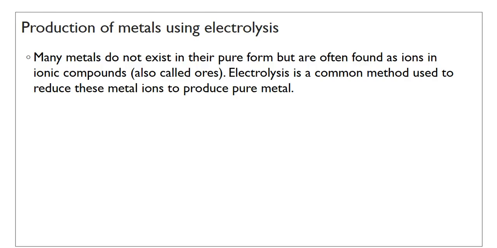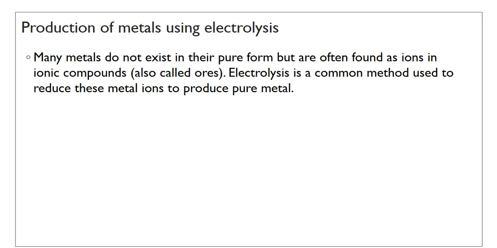Okay, example 3. Before we actually start example 3, let's just take a step back and discuss the production of metals in general using electrolysis. So metals, we haven't talked about metals at all. The other two examples were on hydrogen gas and chlorine gas, but electrolysis is actually one way that you can use to produce metals.